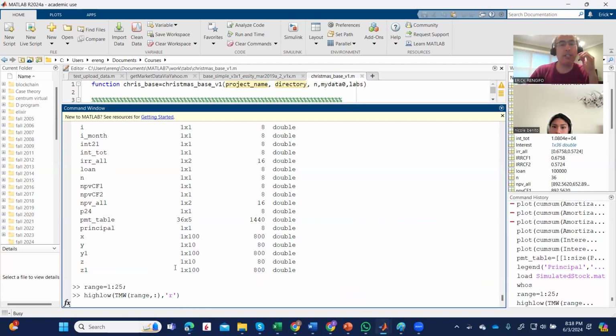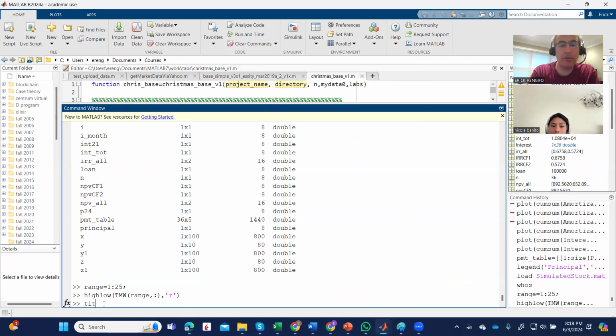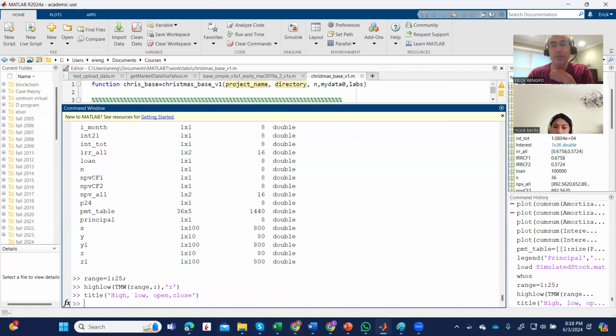Okay, so let's take a look at how this works. Do you have this graph? Okay, first make the graph, guys. And I will do the title just to remember. Title is going to be high, low, open, close, open, close. Okay, so my graph goes here.